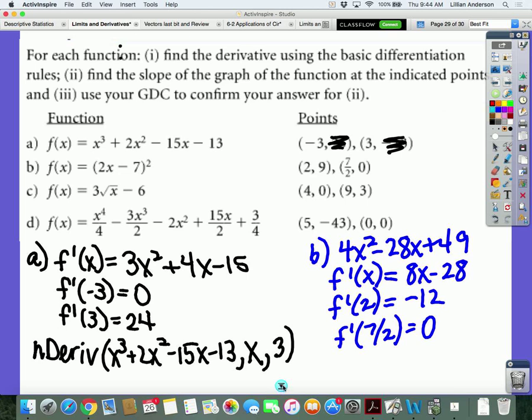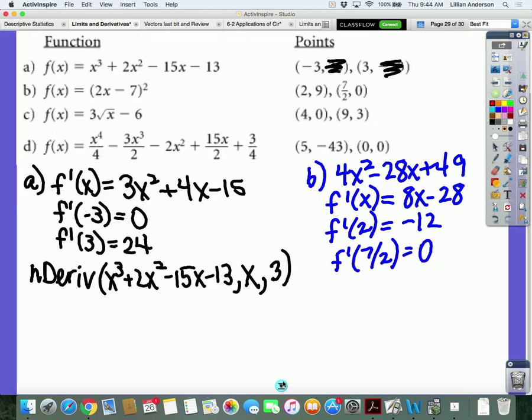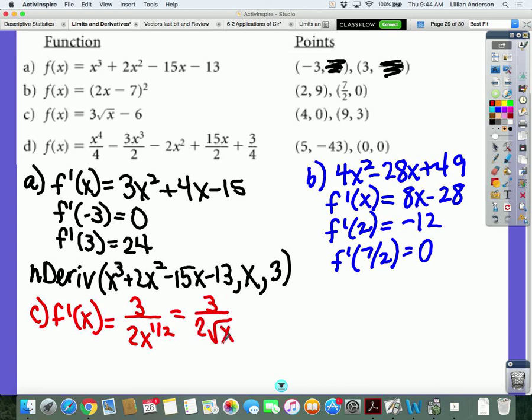Okay? For C, what did you guys get for the derivative? 3 over 2x to the 1 half. You guys get that? Yeah? Okay. For this one, since we are going to have to evaluate it at 4 as well as 9, it might have been helpful to have it as a square root. Okay? Because when you did evaluate it at 4, square root of 4 is 2.